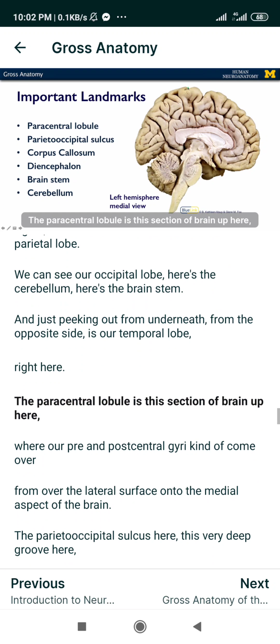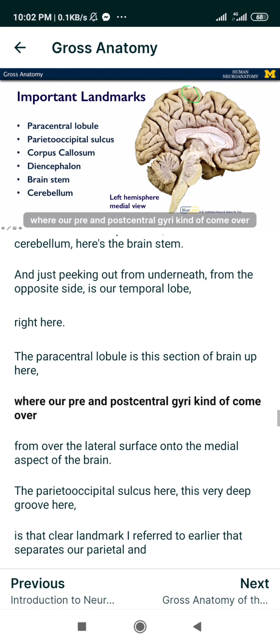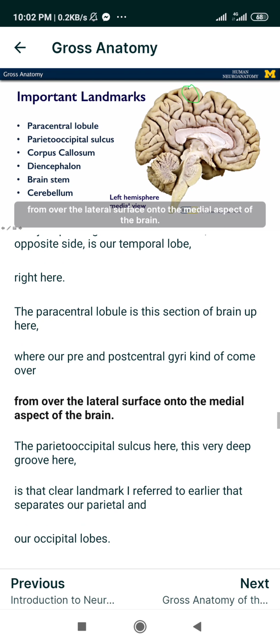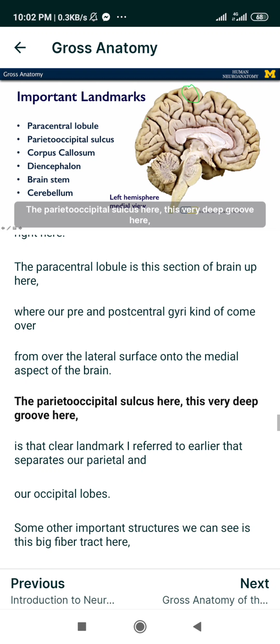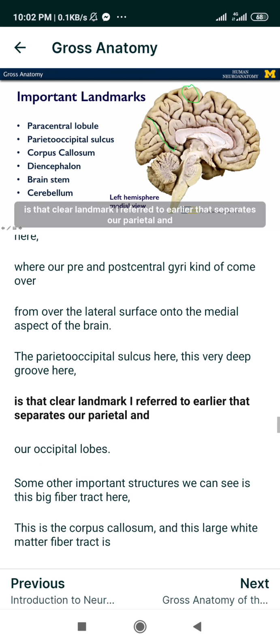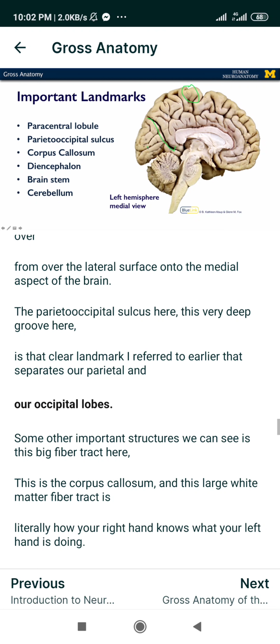The paracentral lobule is this section of brain up here where our pre- and post-central gyri kind of come over from the lateral surface onto the medial aspect of the brain. The parieto-occipital sulcus here, this very deep groove, is that clear landmark I referred to earlier that separates our parietal and our occipital lobes.